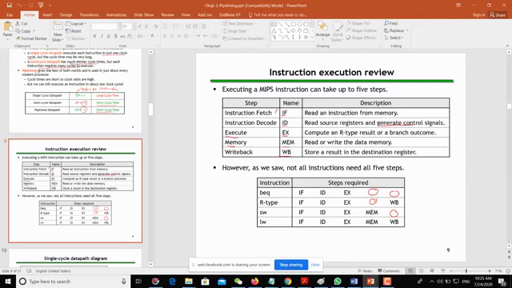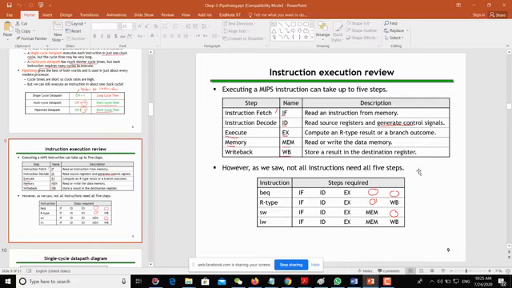Memory, MEM: read or write the data memory. In this step the data is either written to the memory or read from the memory. Write back, WB: store a result in the destination register. It stores a result in the destination register.